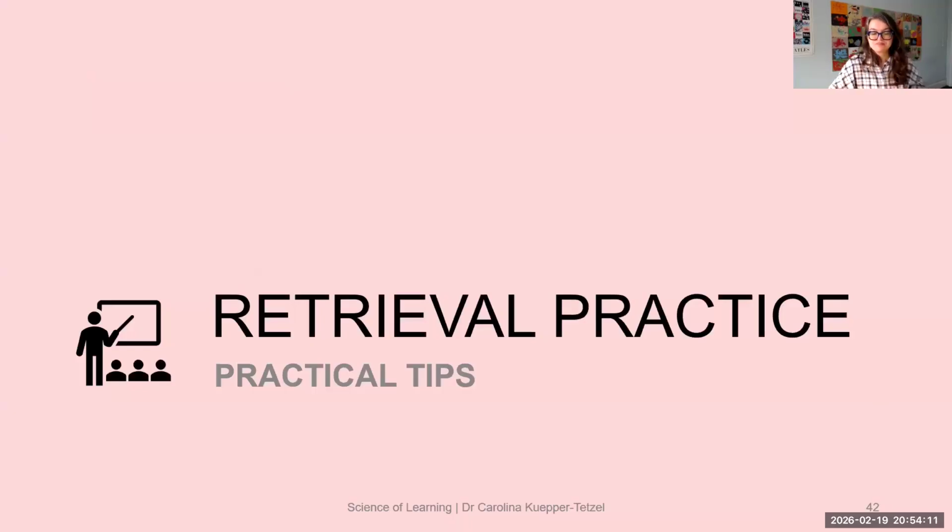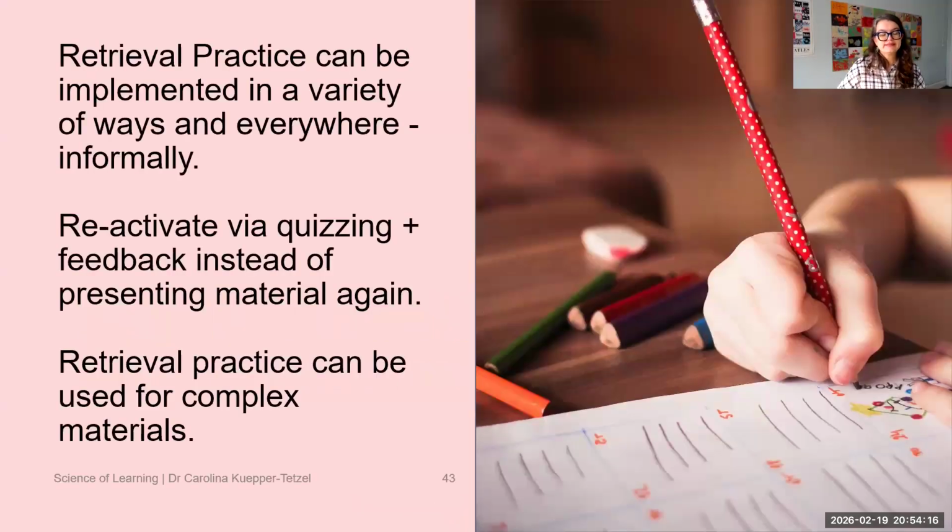Now, going to practical tips for retrieval practice. We know that it can be implemented in many different ways. So there is not just one single way on how you can do it. You can do it more formally, you can do it more informally. Think, pair, share is, for example, one way to do retrieval practice, where you have them think first, maybe write it down on their own, share with their partners, and then share more widely.